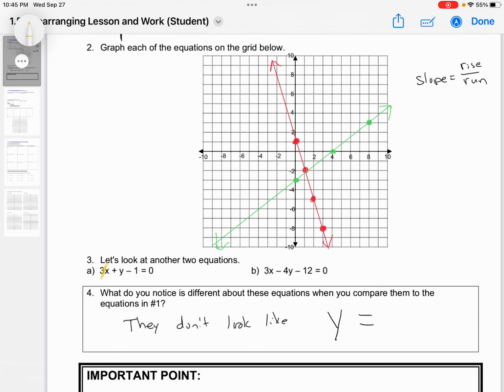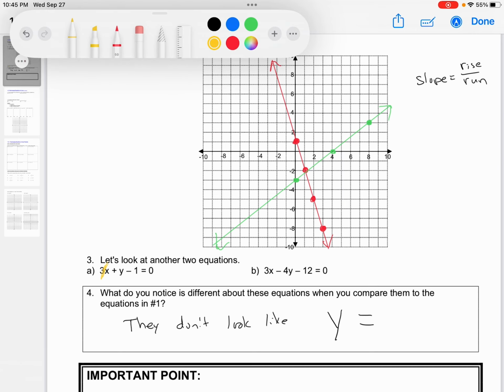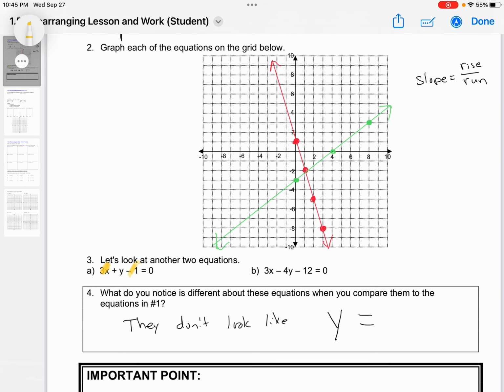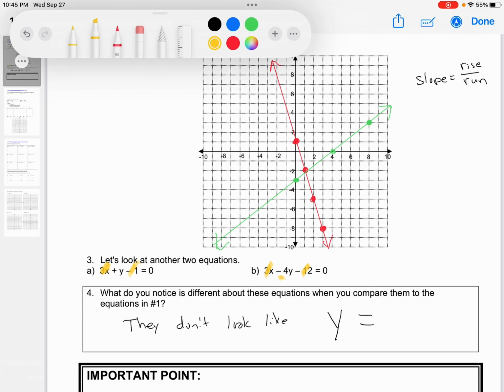That shouldn't be, oop, that wasn't my highlighter. Here, let me get the highlighter. That shouldn't be over there. That and that shouldn't be over there. Maybe even that -4 shouldn't be over there. But we'll talk about that in a minute. We want y equals, all right?